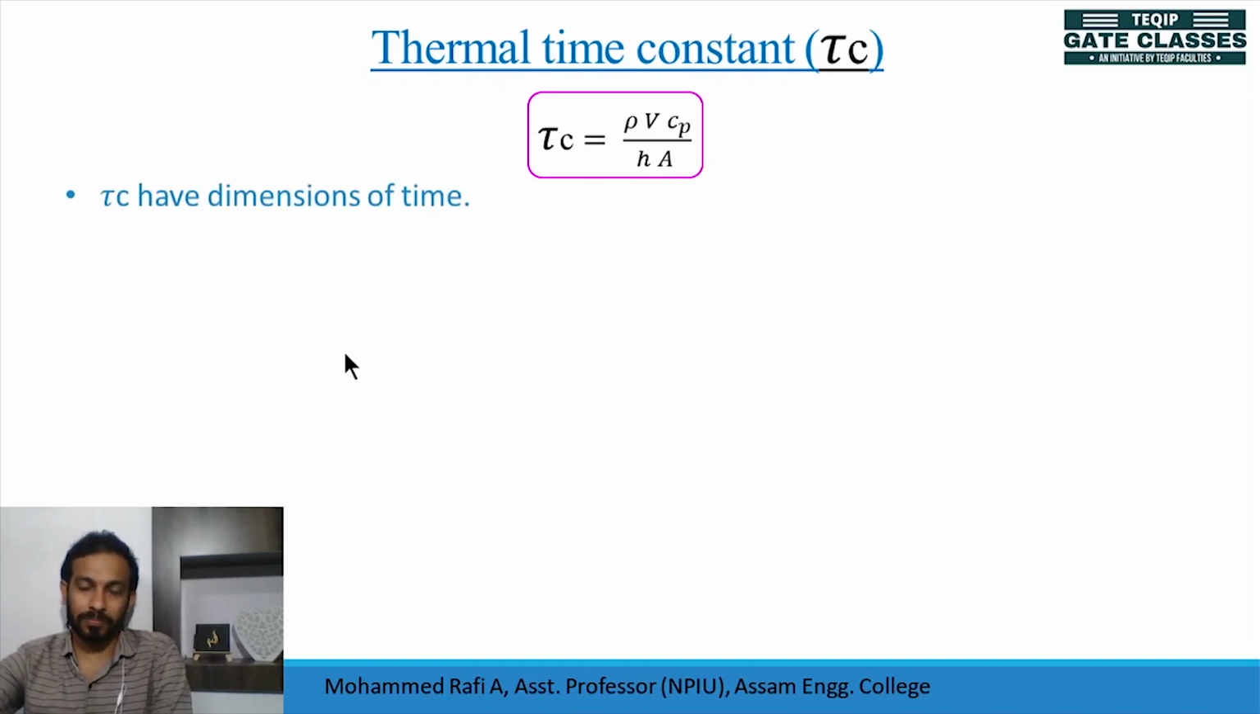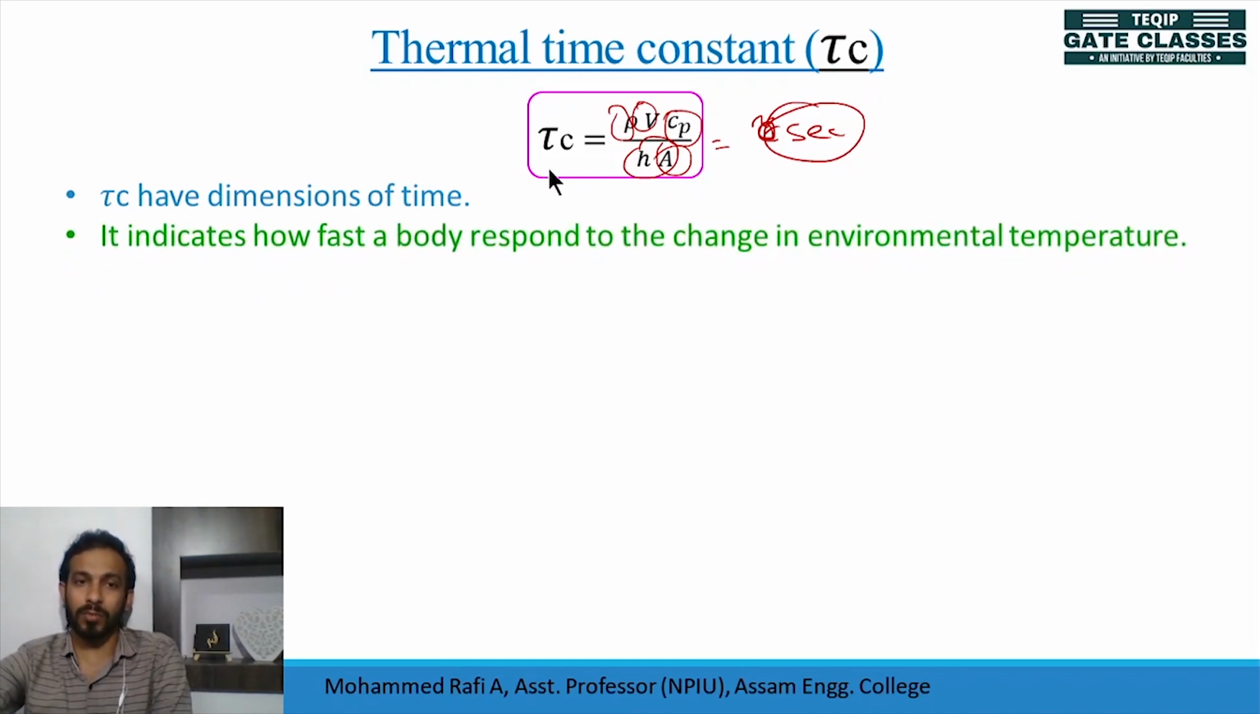This is very important. If I am just writing down the dimensions, and doing the dimensional analysis, you will get it as a second. This is the expression, rho V Cp divided by hA, which will have a time constant that we call the thermal time constant. It has a dimension of time, and it indicates how fast the body responds to a change of environmental temperature. So this is very important.